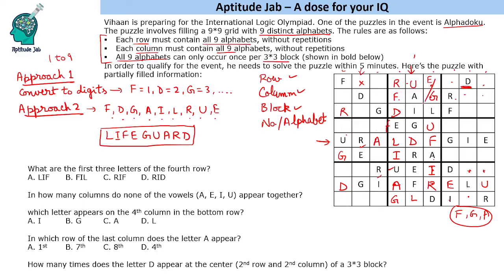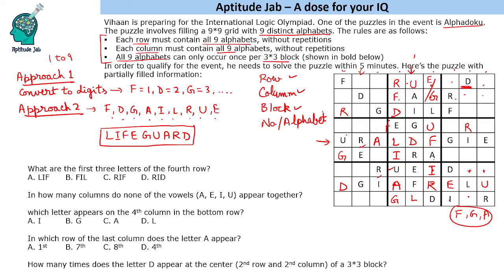Then we have R cannot come in these two and these two, and R is in the bottom. So R is filled here. Now this serves as an element which will help us fill things fast. So we have filled R in all the 9 blocks.